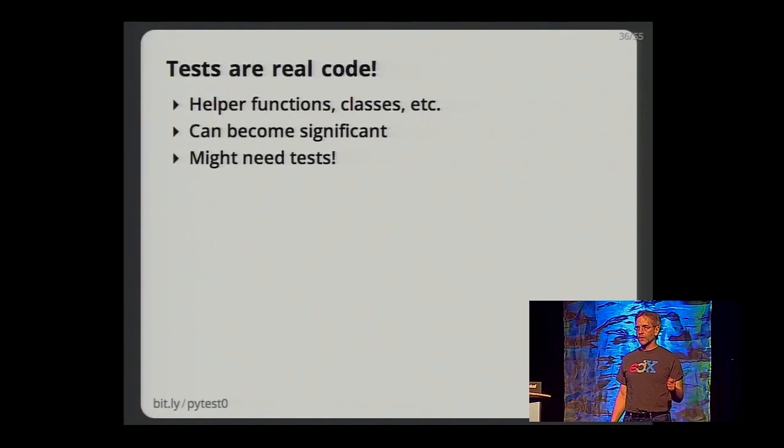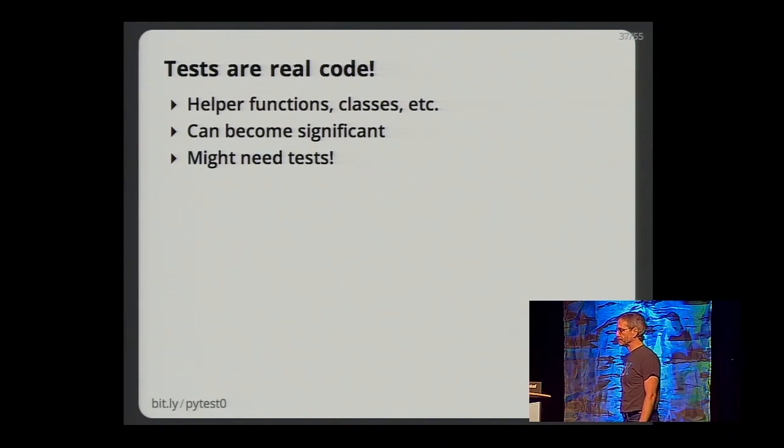Again, tests are real code. You're going to have helper functions and classes. They can become significant. And by the way, you're going to write tests for your test helpers because you want to know if your test helpers are working so that you can trust that your tests are working. And you should not resent that. That is a good sign that your project has grown to a level of maturity and a level of testing that you are a really good software engineer. So pat yourself on the back.